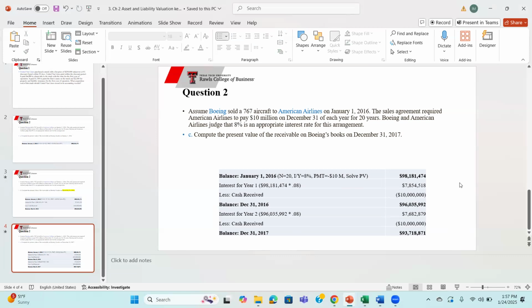So I hope it helps you a lot to understand computing present value, and also how to recognize the expenses.